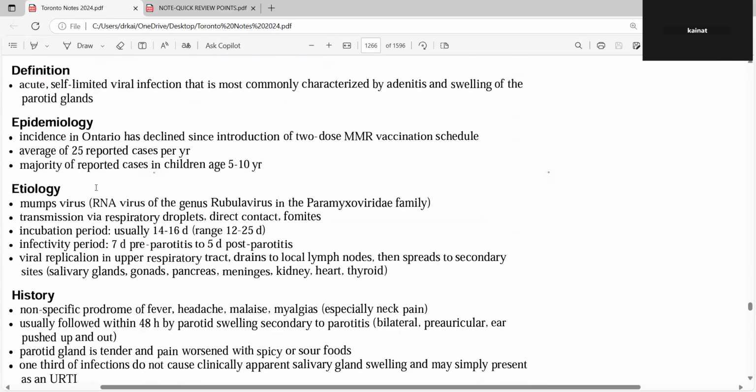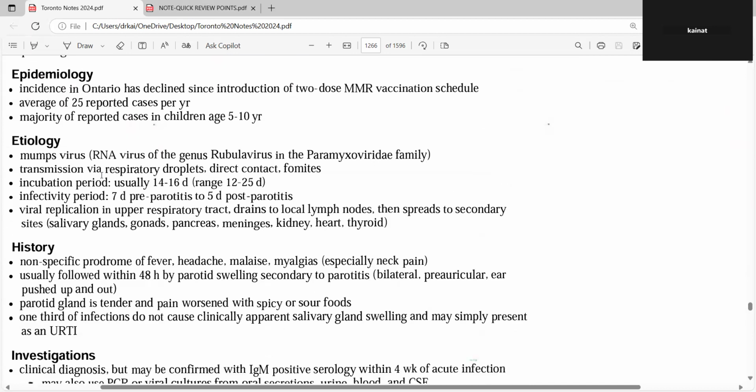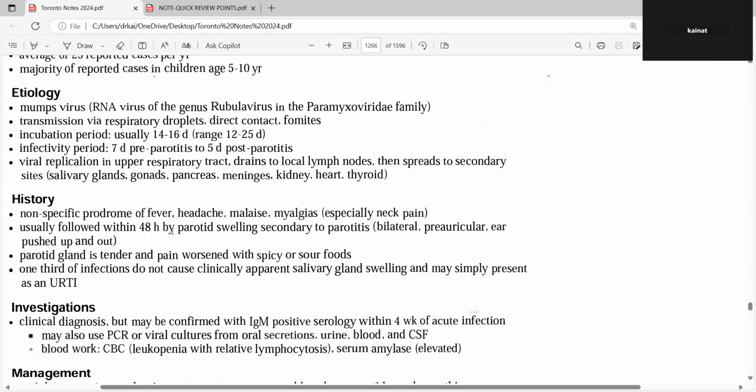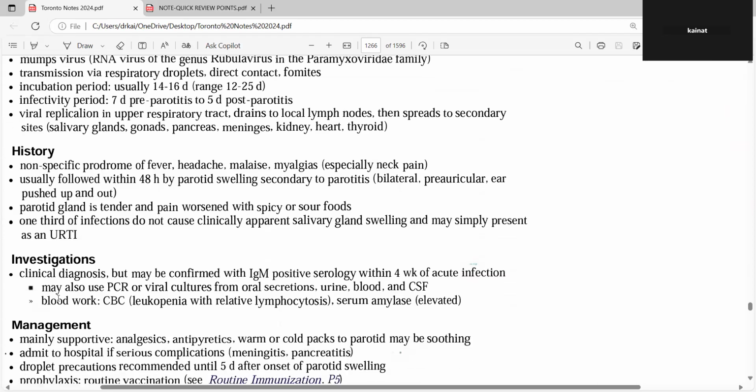Then the mumps. In mumps, the main feature is usually followed within 48 hours by parotid swelling, and then secondary parotitis. So it's a clinical diagnosis. Don't go for throat culture and sensitivity. It's a clinical diagnosis, but may be confirmed with IgM or whatever you can go for.